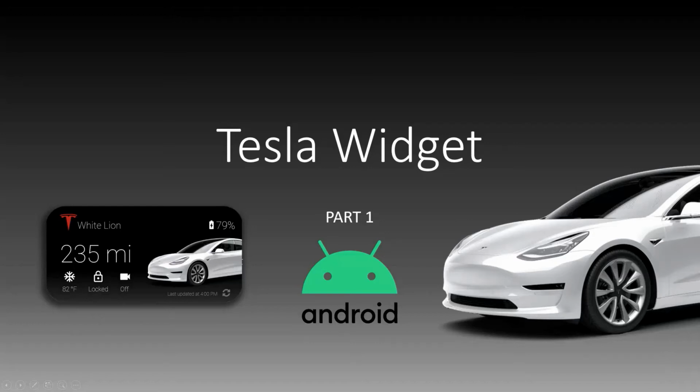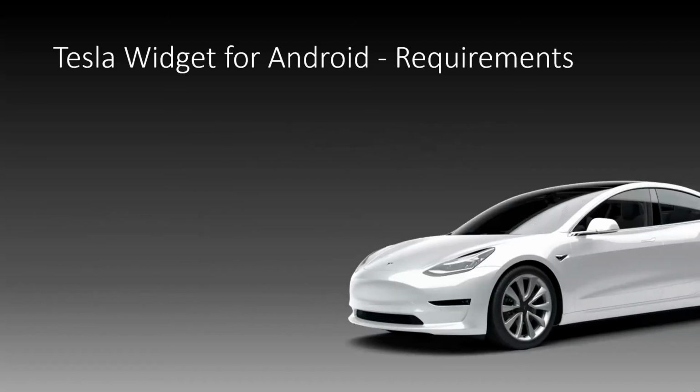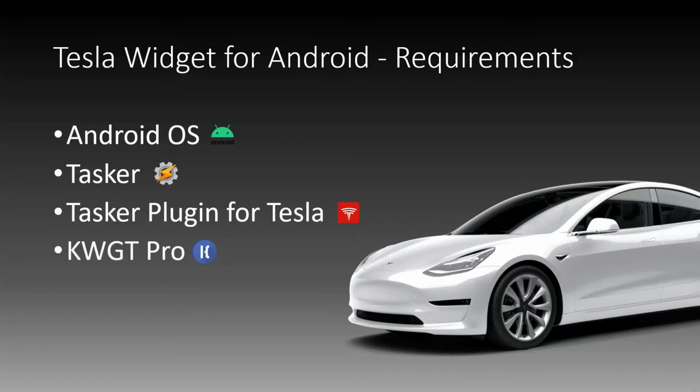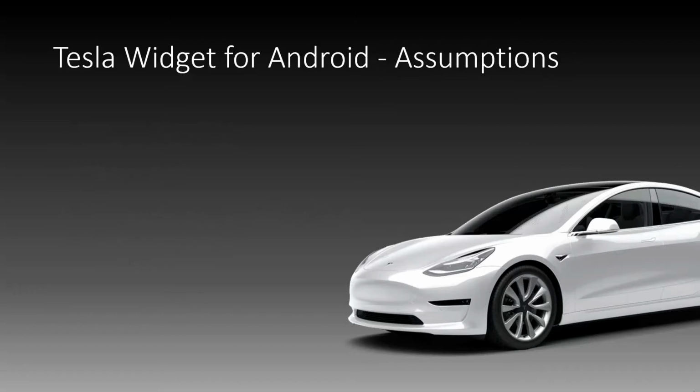And welcome to part one of my Tesla widget and how to set it up. Before we start, again, the requirements: you need an Android phone, you need Tasker, you need the plugin for Tesla, which is called Tasker plugin for Tesla, and you also need KWGT or Custom Widget Pro. It has to be the Pro license version, so all of those you have to pay for in the Google Play Store.